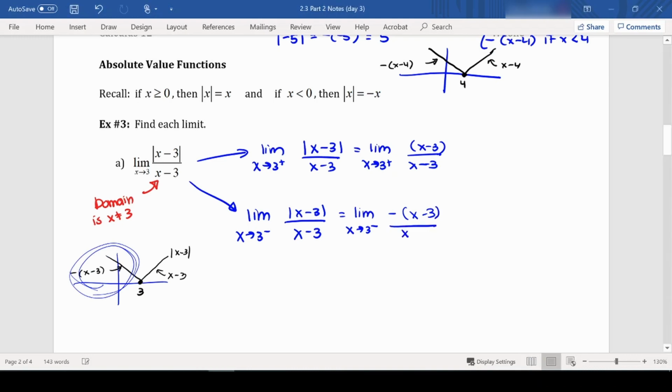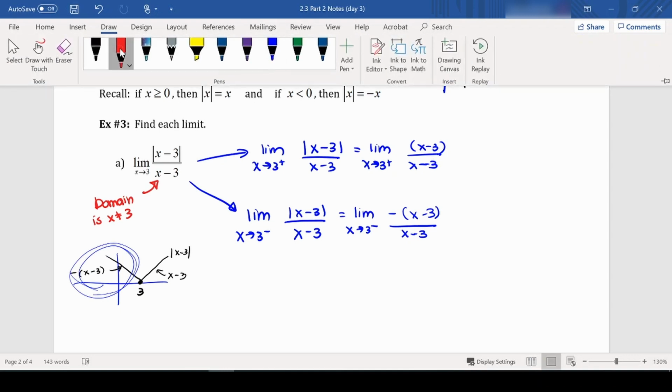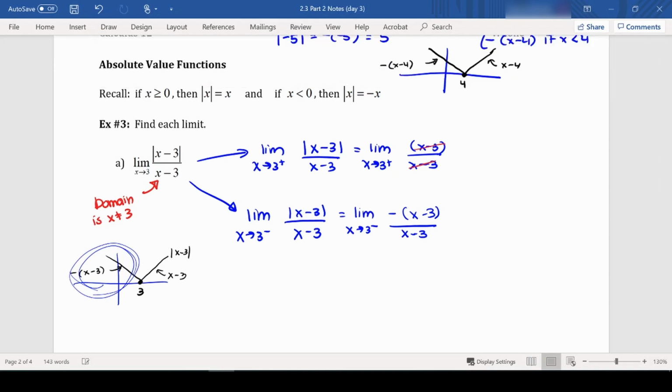Now on the bottom, we still have x minus 3. Now we have common factors that can be simplified. So the top one, we have x minus 3 and x minus 3 that simplify. So what I'm really doing is the limit as x approaches 3 from the right of 1. You know, the limit of a constant is just itself.